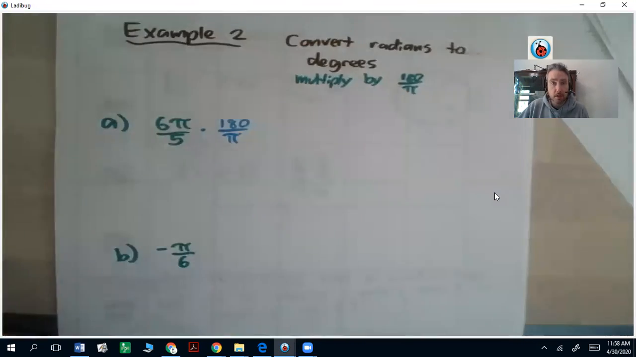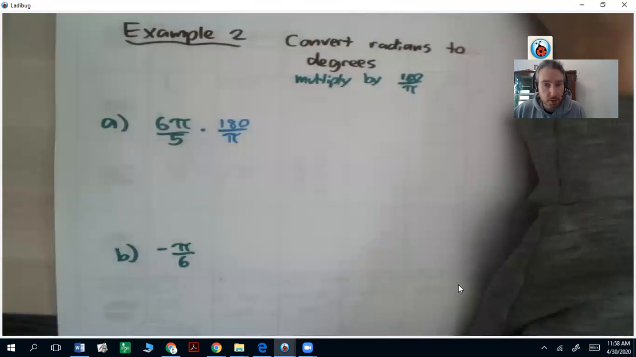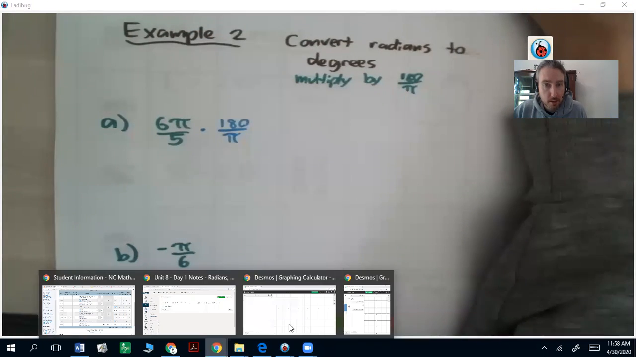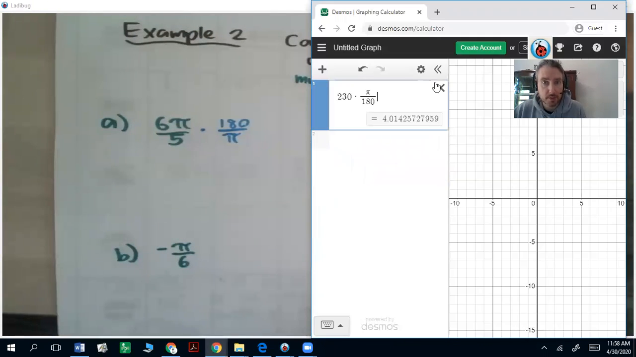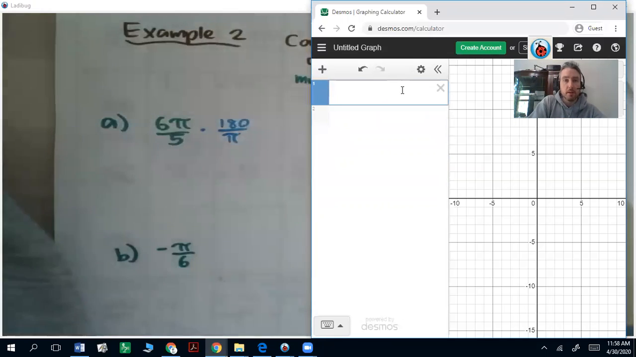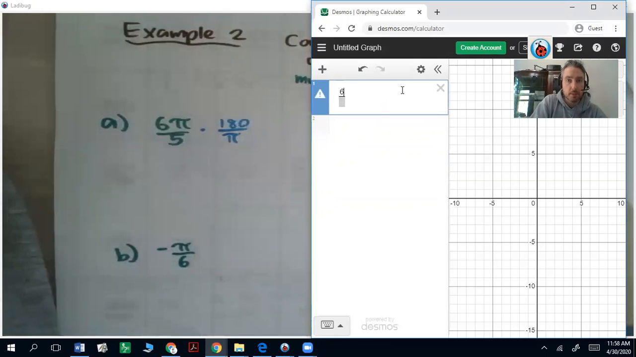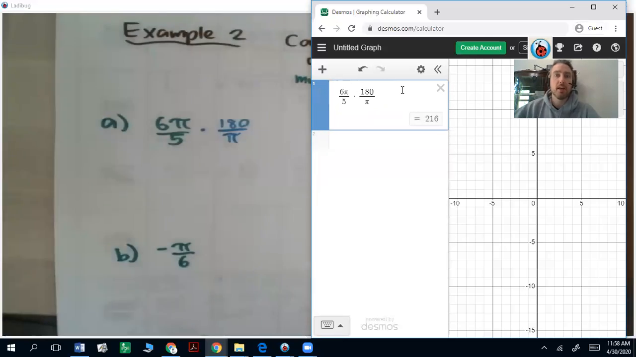It can all be done in the calculator if you wish, although I'll show you a shortcut after that, especially if you don't have a calculator as an option. Maybe you're going on to pre-calc and you'll have some calculator inactive problems. But 6 pi over 5 times fraction bar 180 over pi. Remember, you can type pi to get pi. Gives you 216 degrees.